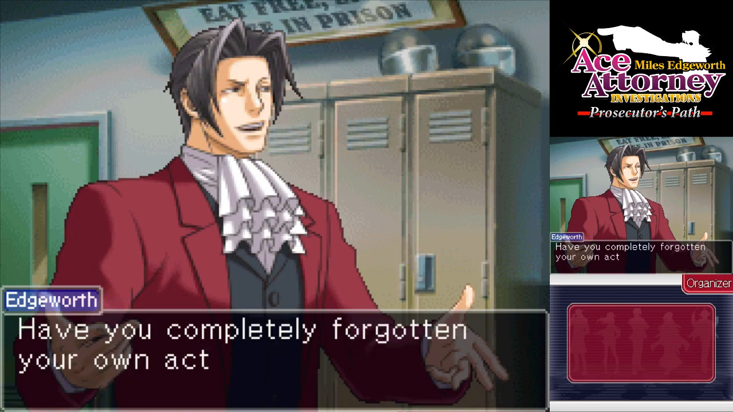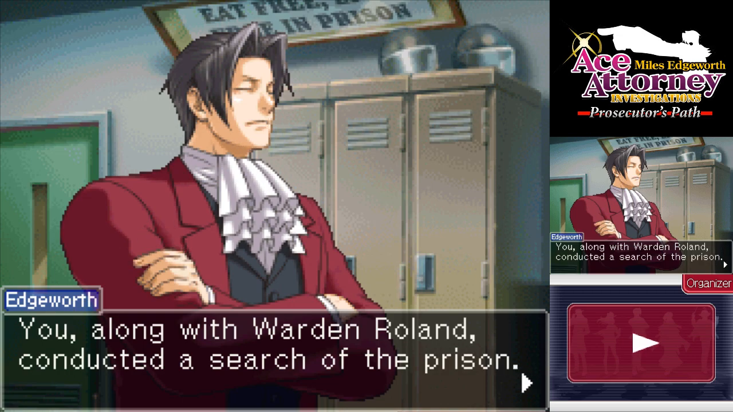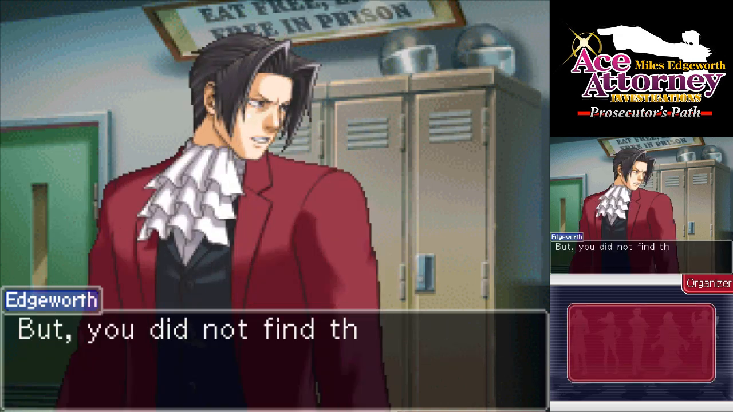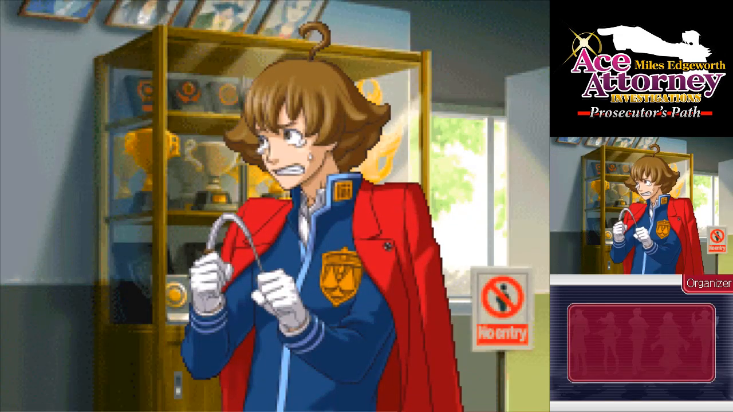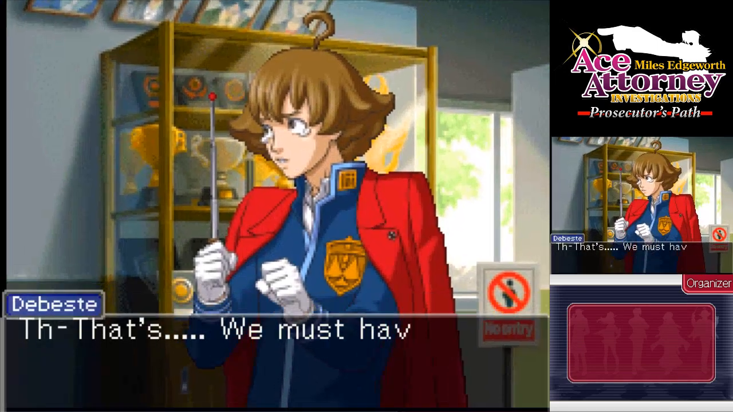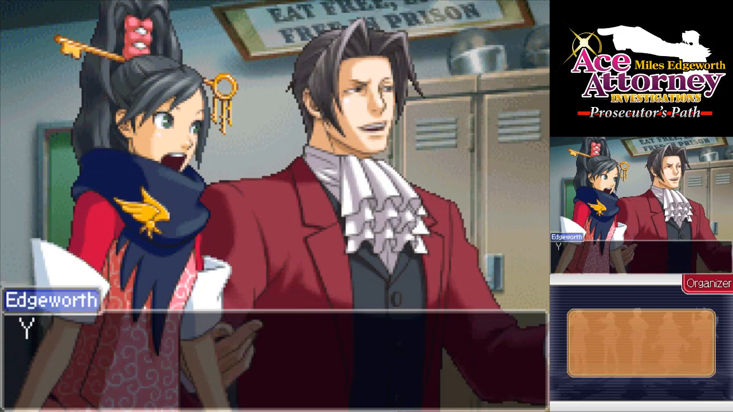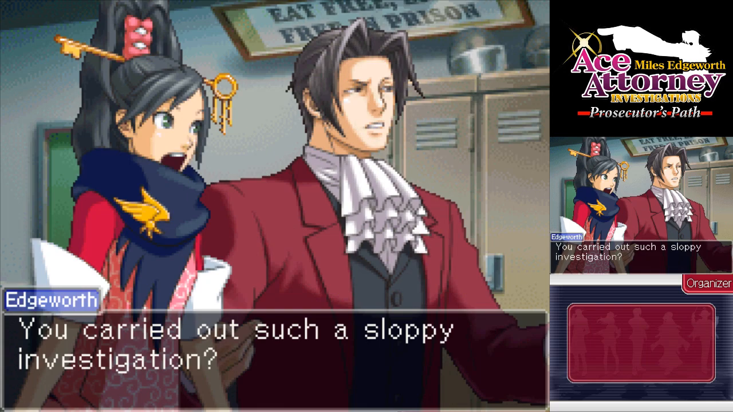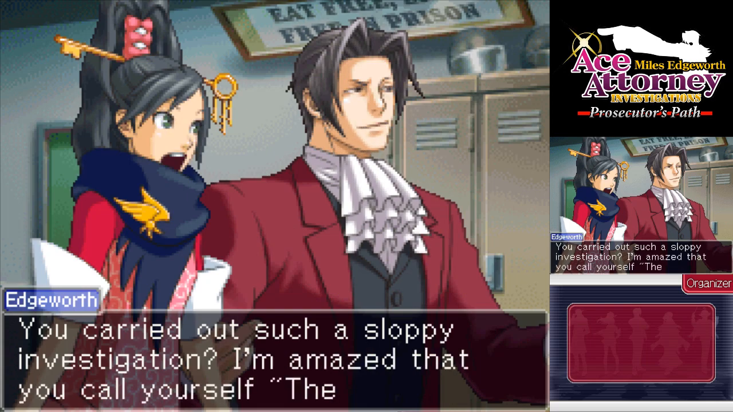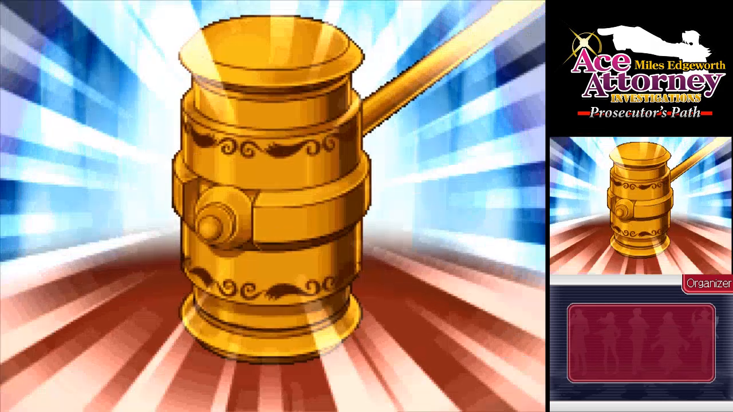Have you completely forgotten your own actions? You, along with Warden Roland, conducted a search of the prison. But you did not find the murder weapon, right? Oh, he slapped himself in the face. That's... We must have overlooked something. This guy just completely contradicted himself. You carried out such a sloppy investigation. I'm amazed that you call yourself the best. Are you mocking me?